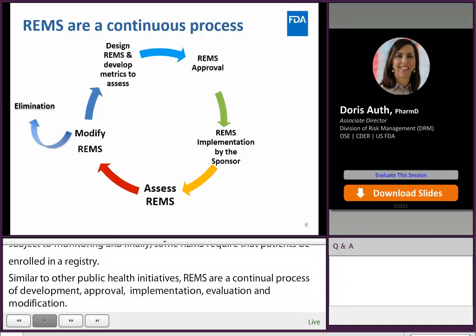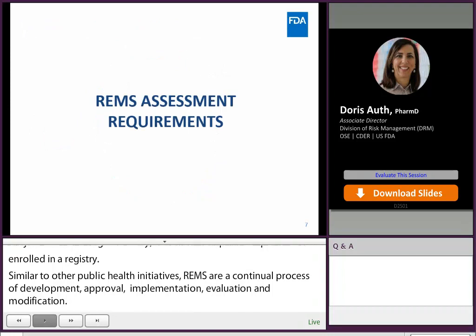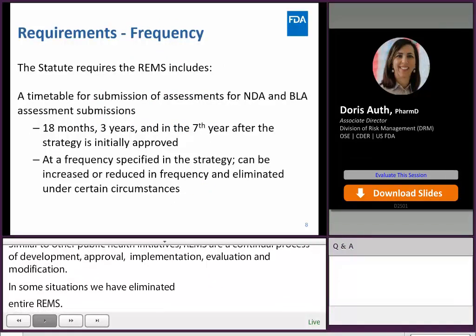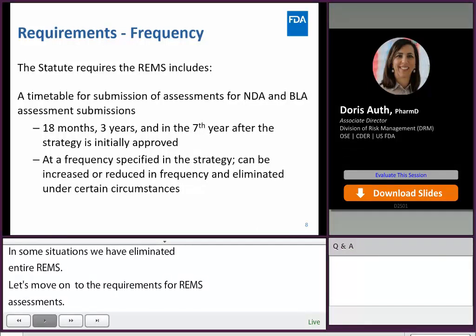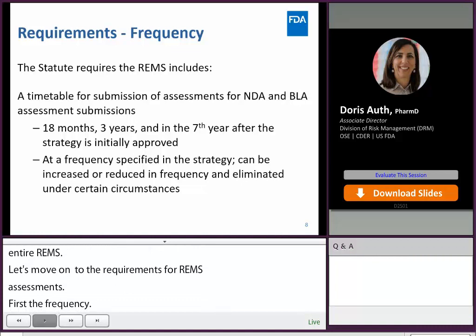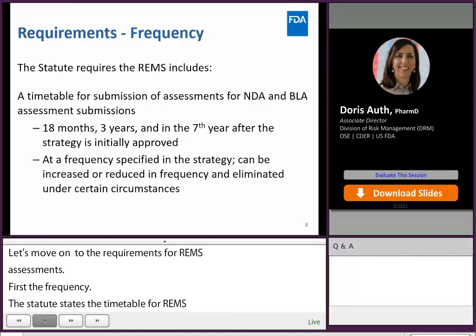Let's move on to the requirements for REMS assessments. First, the frequency. The statute states the timetable for REMS assessments for NDAs and BLAs must be at a minimum of 18 months, 3 years, and in the 7th year after the strategy is initially approved, and at a frequency specified in the REMS. The timetable can be either increased or reduced in frequency and eliminated in some circumstances.